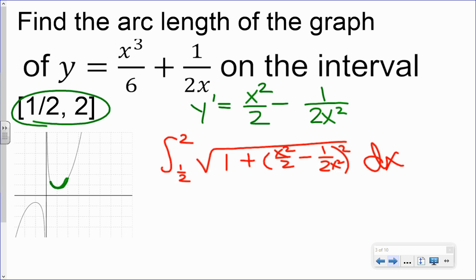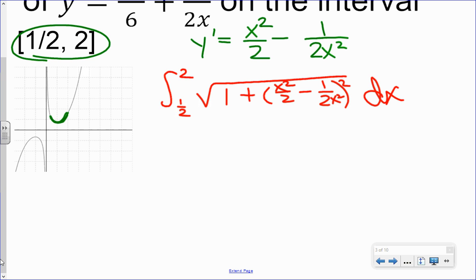Austin said if we're doing this by hand, shouldn't we square it? And yes, we're going to need to. Do you see that there's kind of a pattern with that f prime, x squared over 2 minus 1 over 2x squared? There's kind of a pattern, which means this could actually be nice for us. You're going to need to really be able to recognize patterns to be able to integrate ones like this.